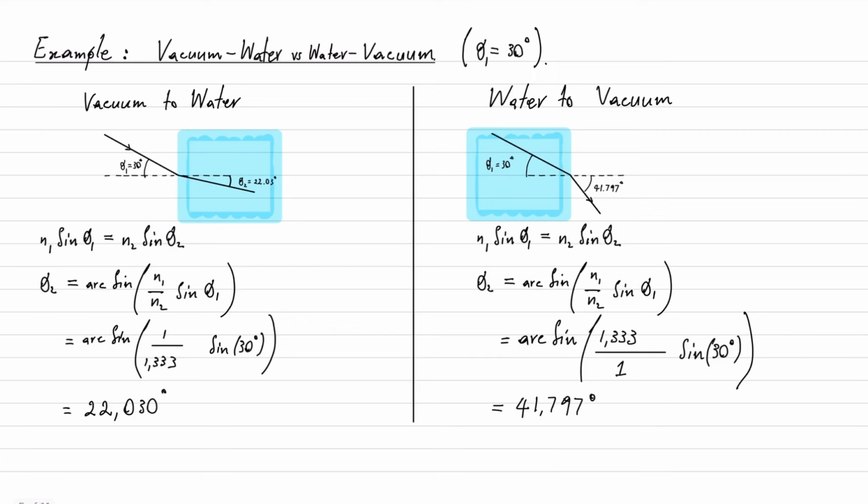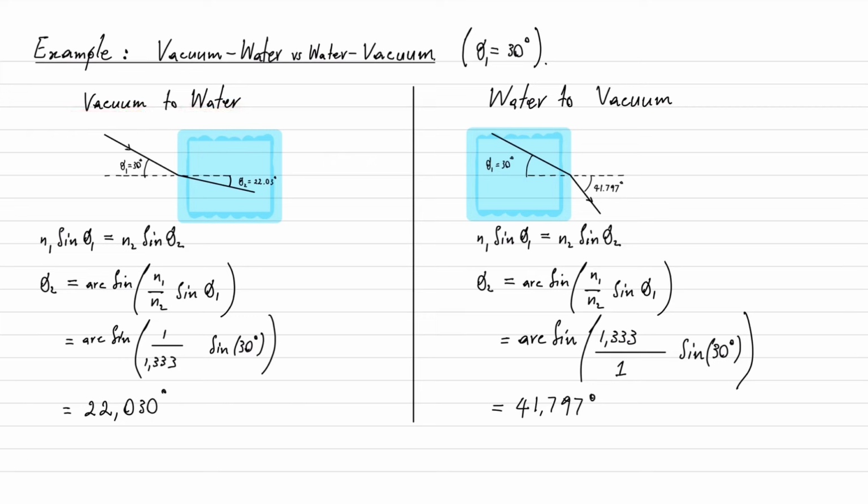Now, we're going to consider an example. This time around, we're going to compare a transition between two media, but we're going to play it forwards and backwards. What do I mean by that? What I mean is we're going to consider a propagation from vacuum to water and also consider the propagation from water to vacuum when we keep the angle of incidence fixed. Okay, here goes nothing. Let's consider first the situation where we have the propagation from the vacuum to water.